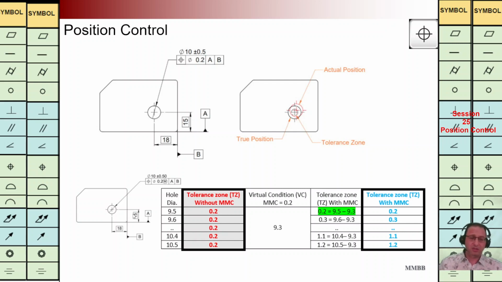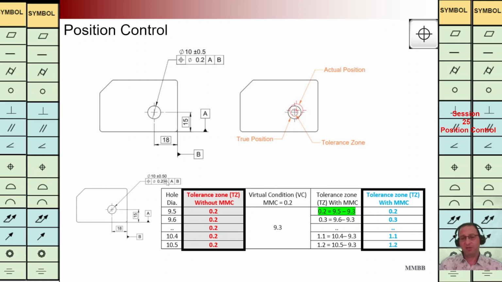The basic dimensions are used to locate the center of this hole, but here we have a modifier. It means we are going to have a dynamic TZ. The hole diameter is going to change between 9.5 and 10.5. When we don't have any modifier, TZ is constant for all values of hole diameter.